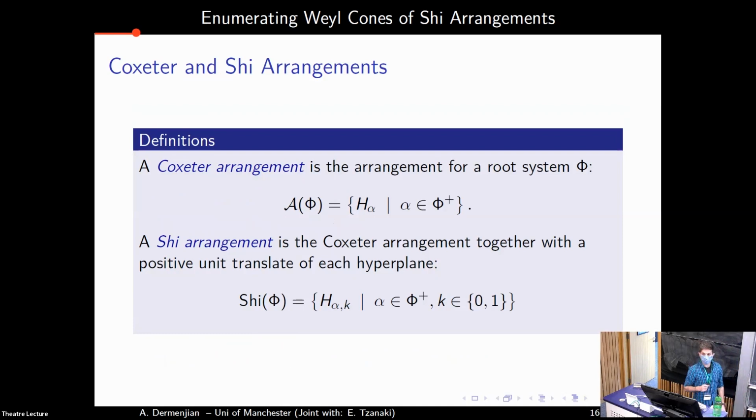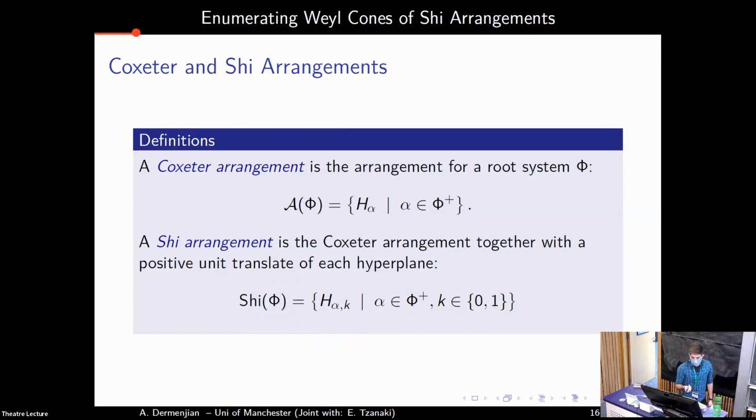So now we'll start with the main objects, arrangements. So Coxeter arrangements are just the reflection arrangements. You take some root system, you look at all the hyperplanes associated to it, and that gives you a Coxeter arrangement. And then a Xi arrangement is basically these Coxeter arrangements with every hyperplane, in addition, having a unit translate of 1. So in essence, that's generated through this K01. So we have basically 2 hyperplanes for every 1 reflection.